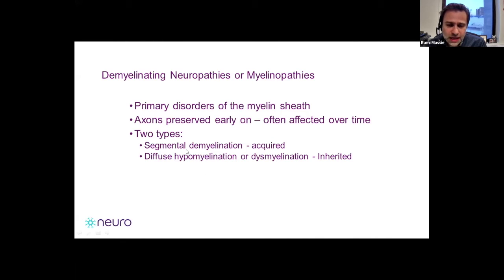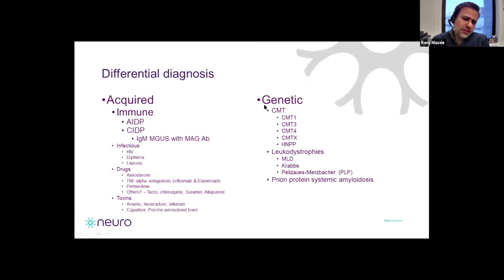So when we talk about demyelination, we talk about two main processes. We talk about segmental demyelination, meaning affecting certain areas along the nerve, but not the whole myelin throughout the whole nerve, versus diffuse hypomyelination or dysmyelination. And often segmental demyelination suggests an acquired disorder, whereas diffuse hypomyelination is more commonly inherited. But like everything in life, there are exceptions. There's certainly some inherited disorders which will leave you with segmental demyelination, such as HNPP, or hereditary neuropathy with liability to pressure palsy.